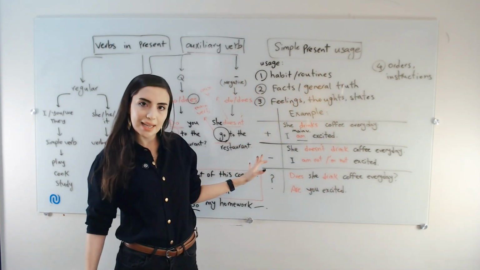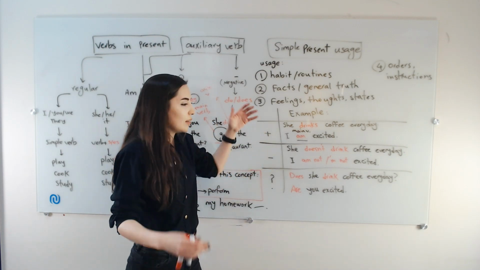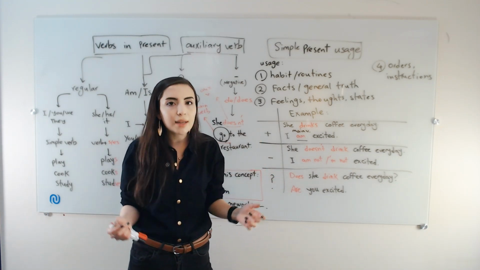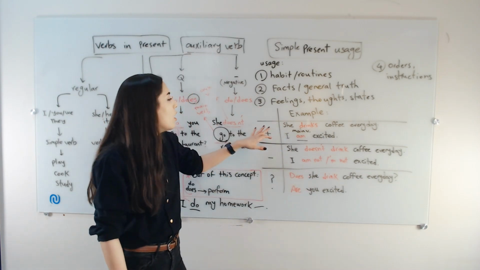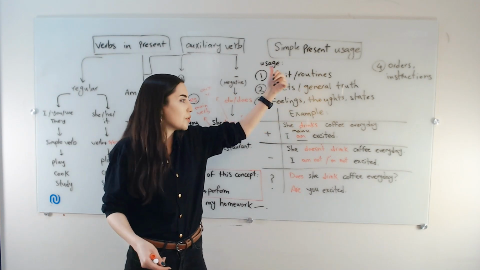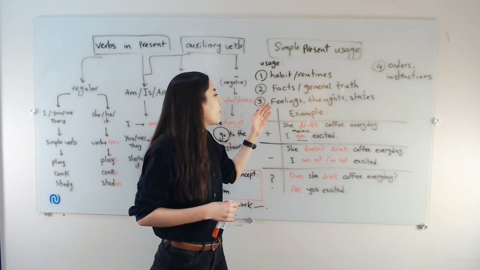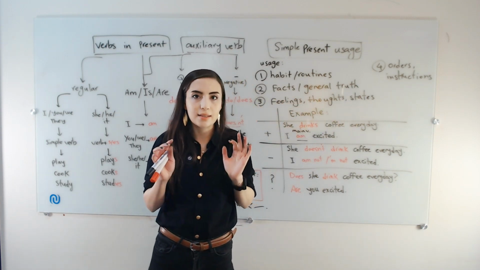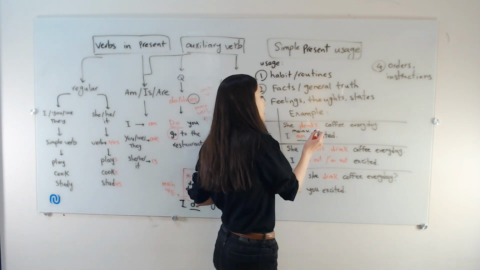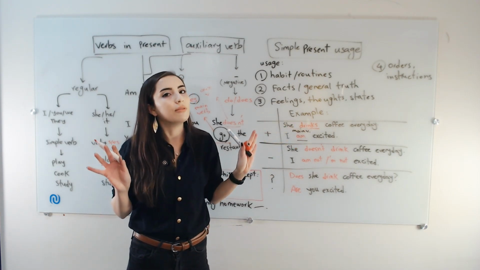So let's see some examples in different types: the normal statement, negative statement, and questions. So for the positive, she drinks coffee every day. It's referring to habits, routines. I am excited. It's talking about number 3, a feeling, thought, or state. So you see, in both cases, the main verb in here is drinks, and in here is am. So in both cases, we see that the verb is simple.